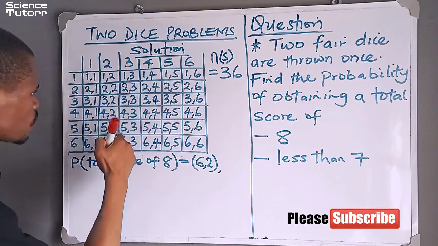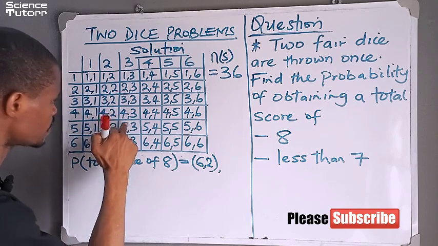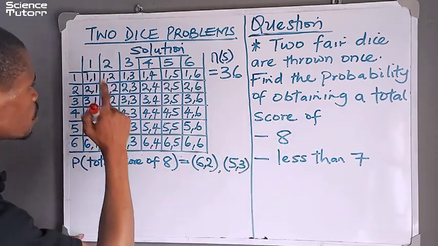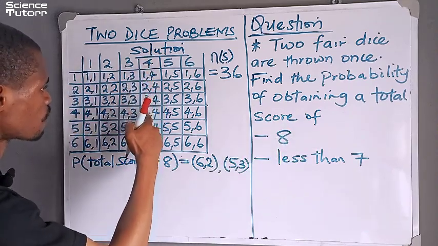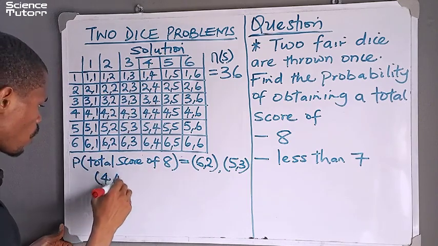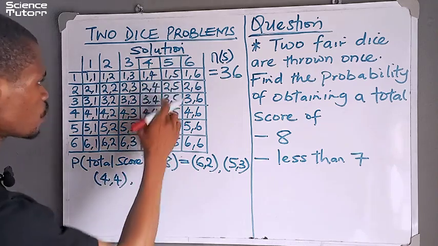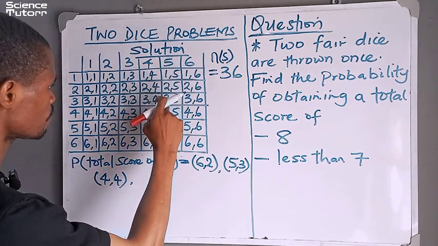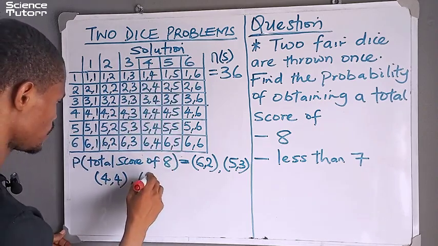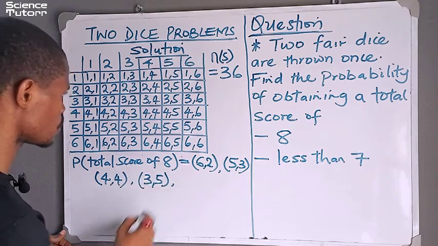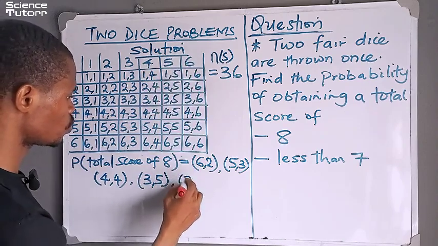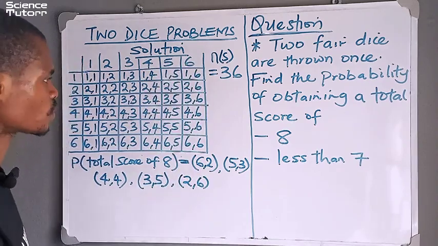On the third column we have 5 and 3. 5 plus 3 gives us a total of 8. None again. On the fourth column we have 4 and 4. So 4 and 4 gives us 8. The fifth column we have 3 and 5. 3 and 5 gives us 8. And then on the sixth column we have 2 and 6. 2 and 6 when added gives us an 8.